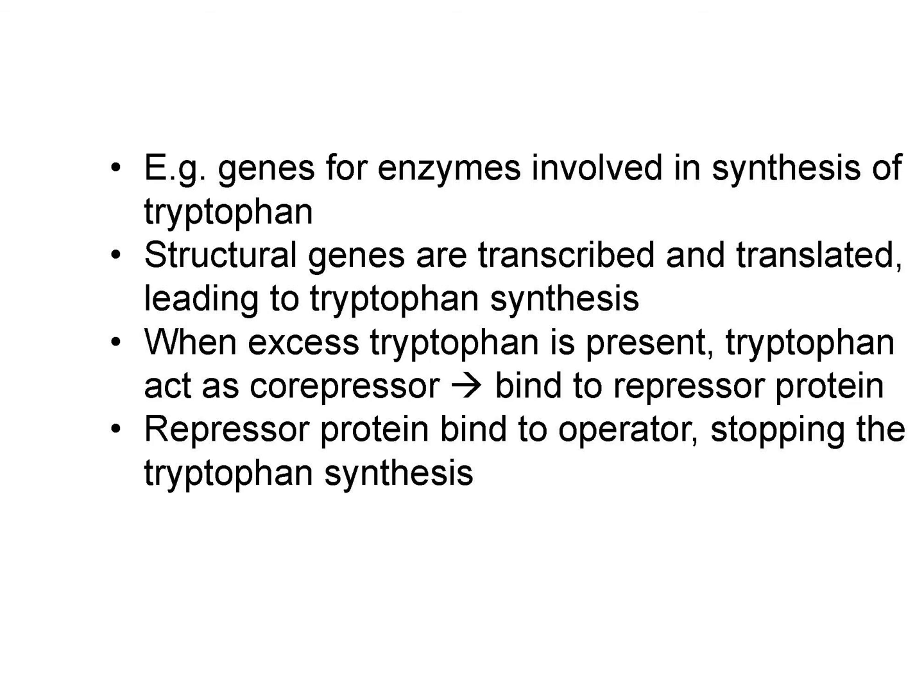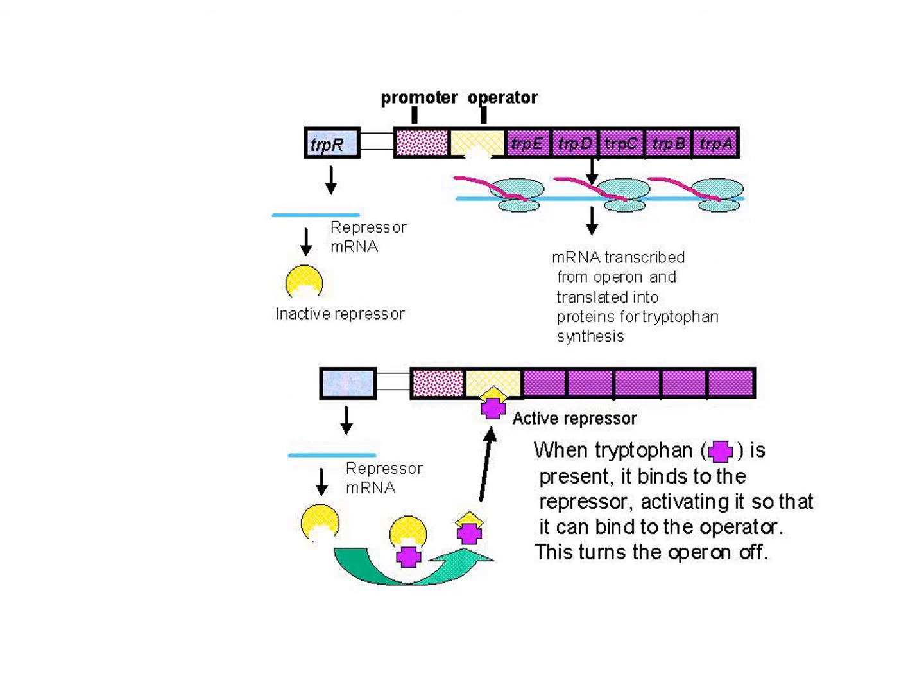However, when an excess of tryptophan is present, when there's a lot of tryptophan in the cells, the tryptophan will act as a co-repressor. This co-repressor will bind to the repressor protein. When the repressor protein is bound, it will bind to the operator, stopping the tryptophan synthesis. When there is no tryptophan in the medium, you have a repressor protein that is in inactive form. When it is inactive, it cannot bind to the operator. So then the RNA polymerase can initiate transcription, and now you have all the proteins for tryptophan synthesis.